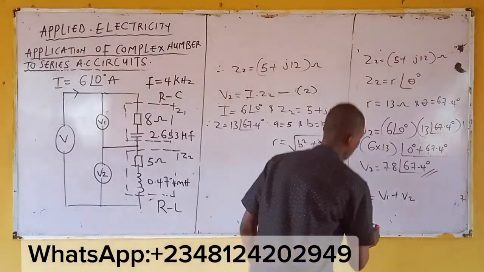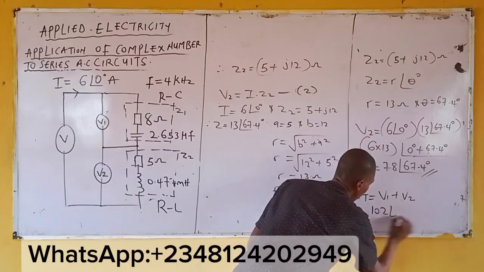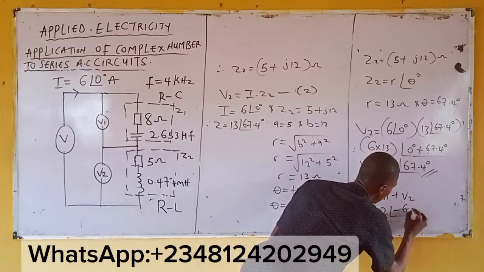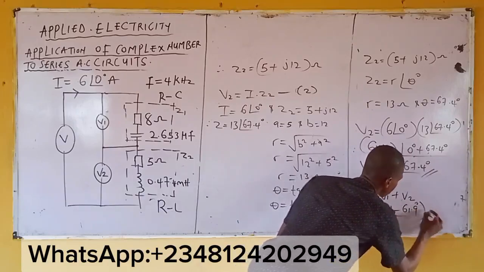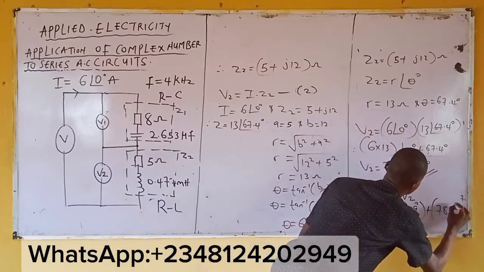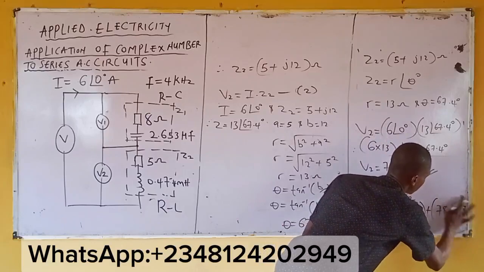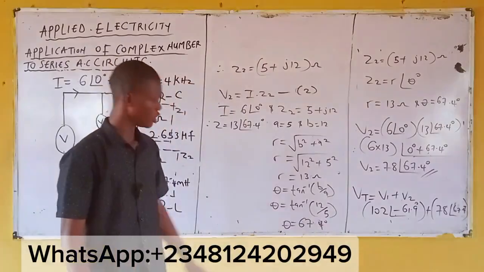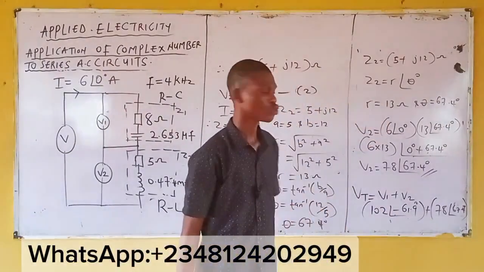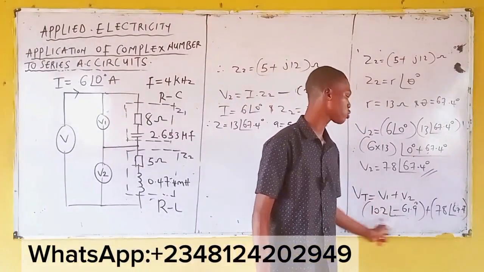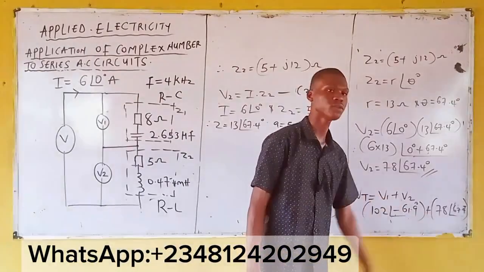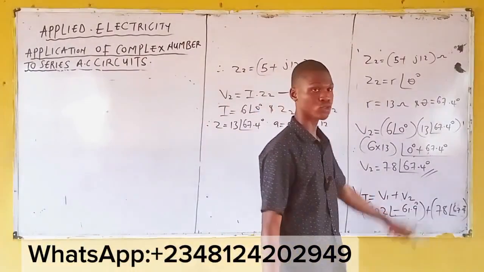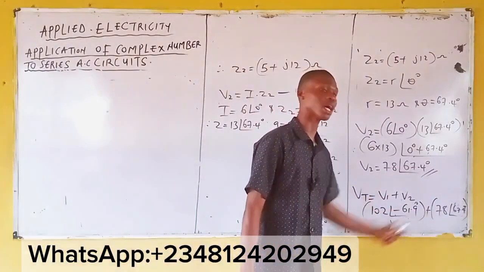By total supply voltage, meaning V1 plus V2, that becomes what? Substitute. What do you have? What's V1? 102 at negative 61.9 degrees plus this answer, 78 at 67.4 degrees. Now the question is, is it possible for me to add something like this in complex number? No. So you are going to convert V1 to Cartesian form, convert V2 to Cartesian form. You know why I'm converting V1 and V2, right? Because in complex number it is not possible to add something of this nature.